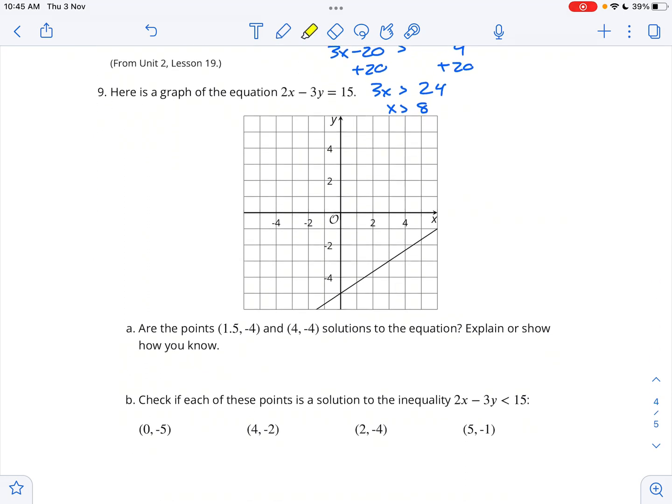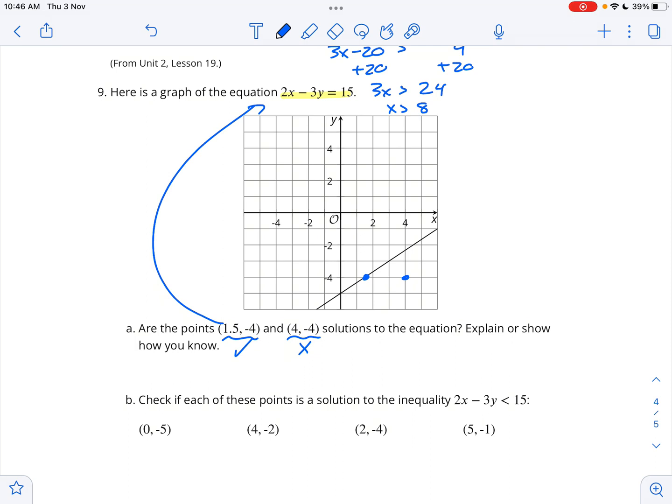Question 9, you're given the graph of 2x minus 3y equals 15 there on the graph. Are the points (1.5, -4) and (4, -4) solutions to that equation? Well, we could plug them in and see. I could substitute these into that equation, but since you've already got the graph and the graph represents all the solutions, let's just use that. (1.5, -4) would be right there. That is on the line, so yes, that is a solution. (4, -4) is down here. That is not on the line, so that is not a solution.